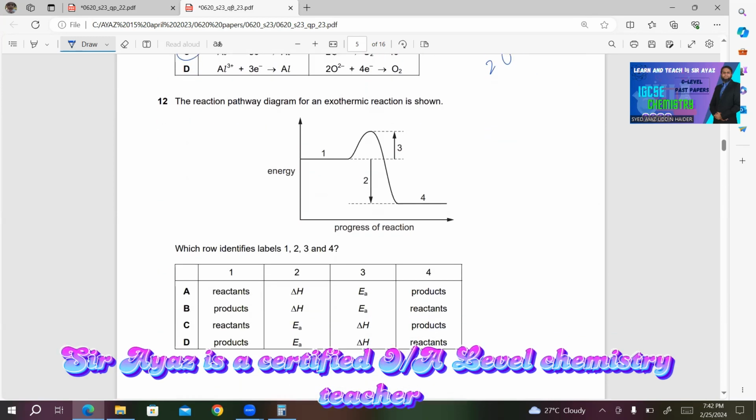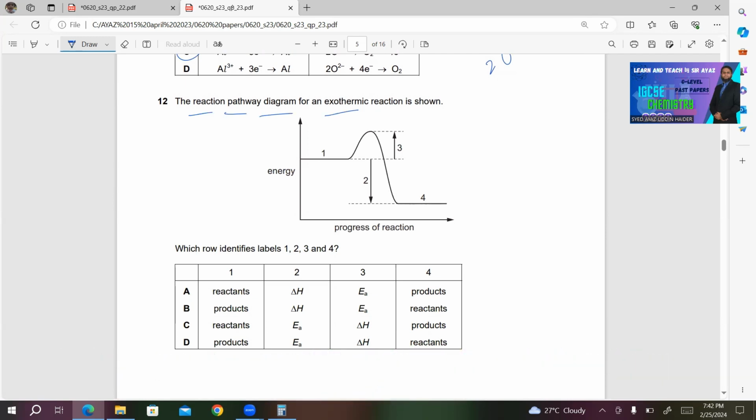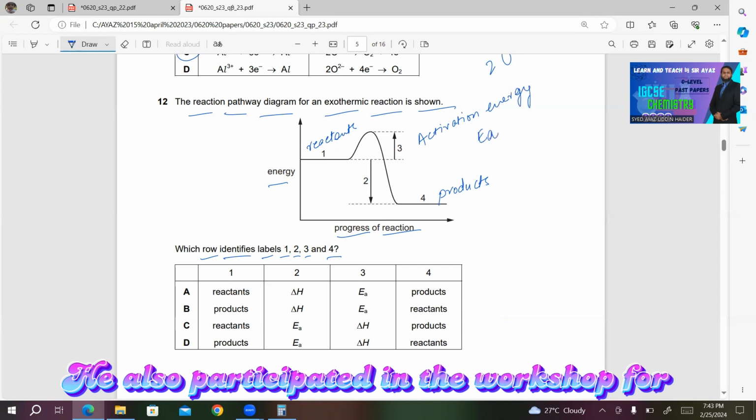Number 12, the reaction pathway diagram for an exothermic reaction is shown. On the x-axis, we have progress of reaction. On the y-axis, there's energy. Which row identifies labels 1, 2, 3, and 4? In 1, we have reactants. And at 4, we must have product. During the exothermic reaction, product will be at a lower energy state than the reactants. What about 3? 3 is the activation energy, and activation energy is represented by EA.